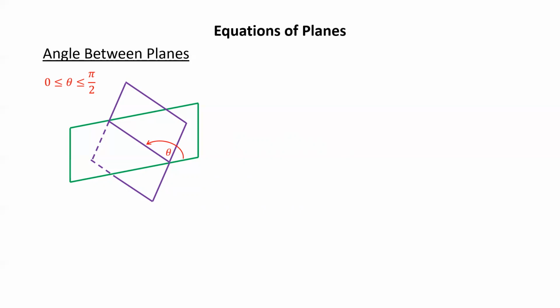Now, how do we find that angle? Well, the angle between two planes is the same as the angle between the two normal vectors. So we can find the cosine of the angle by taking the dot product of the two normal vectors divided by the product of the lengths. This follows from the formula we derived back in the section on dot product.